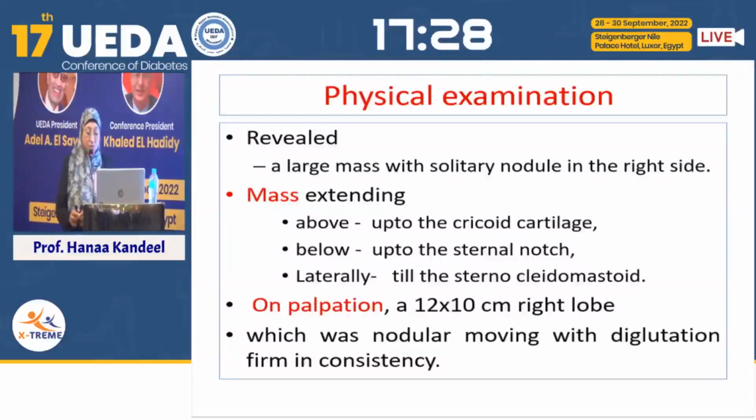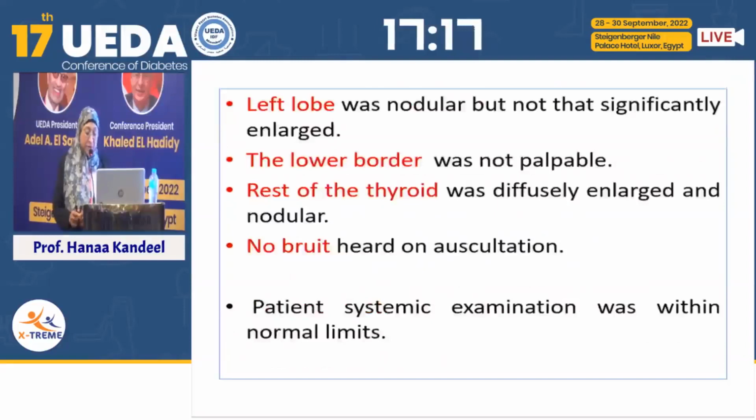It was nodular, moving with deglutition. This means no fixation to the underlying structures or the skin, and this is another clue that this mass is most probably benign. The left lobe was nodular, but not significantly enlarged. The lower border cannot be palpated. This means I must search for retrosternal extension if we cannot detect the lower border. The rest of the thyroid was diffusely enlarged and nodular, and there was no bruit and no hyperactivity.